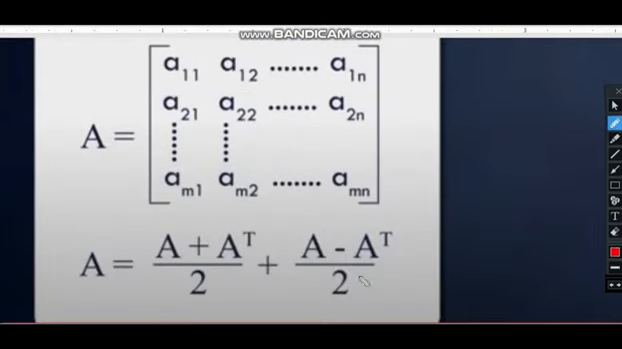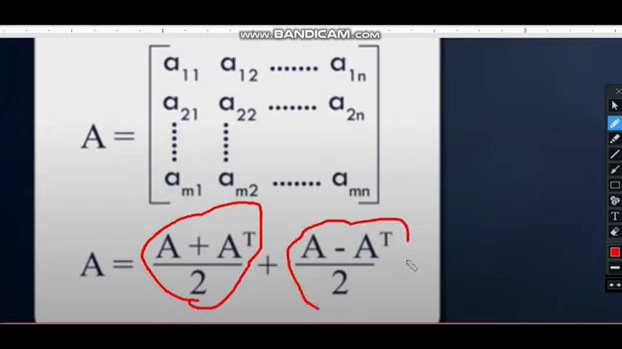To write it as a sum of symmetric and skew symmetric matrix, we have to find A plus A transpose by 2. This is a symmetric matrix. And you have to find A minus A transpose by 2. This is a skew symmetric matrix. If you add these two matrices, you will be getting a matrix. This is the problem we are going to do.